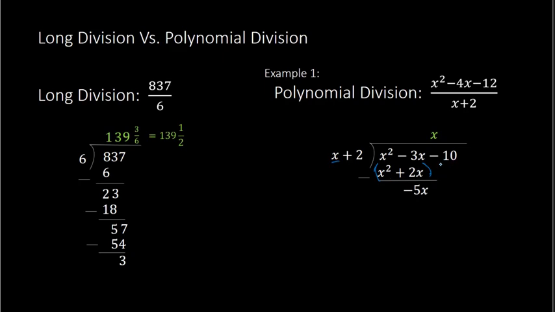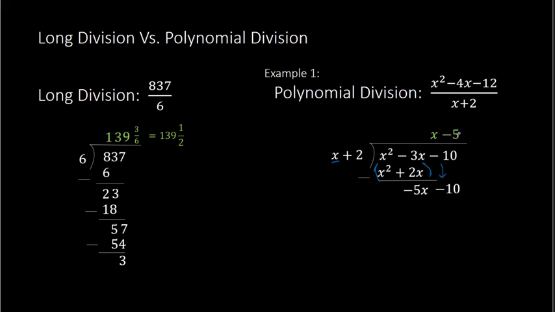So then your next step is to bring down the negative 10, just like we did over here. So we now have negative 5x minus 10. And now we repeat the process. We see how many times x goes into negative 5x. So what times x gives me negative 5x? That is going to be negative 5.